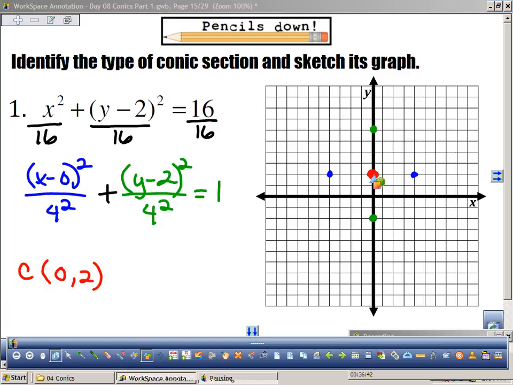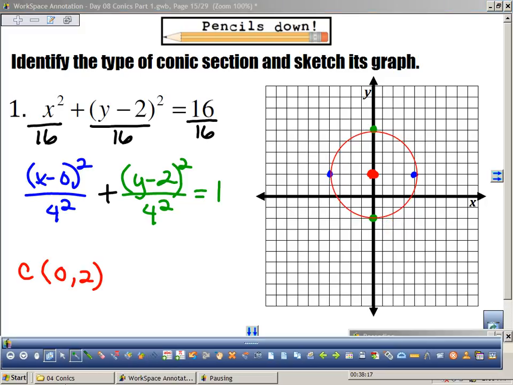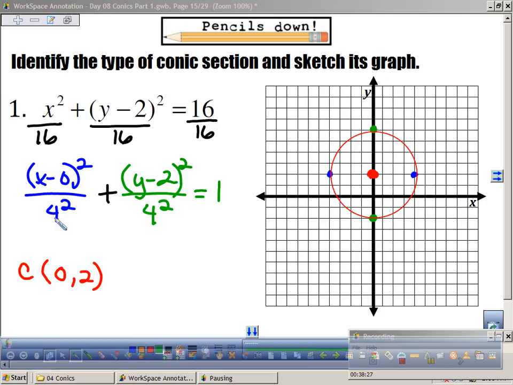Why do I have a circle? That's not the way you normally saw circles. And remember when I said to you in the very beginning, a circle is just a type of ellipse. It looks like an ellipse, only it's going up and down the same as it's going out. So I'm going up 4 and I'm going out 4. Well, when I go up and out the same amount, I make a circle.